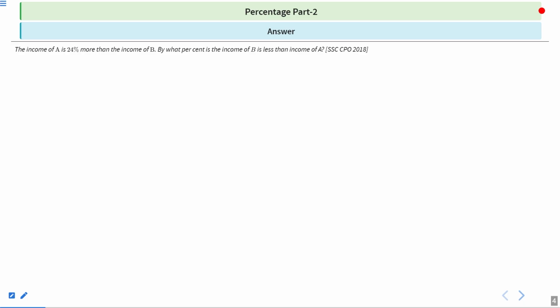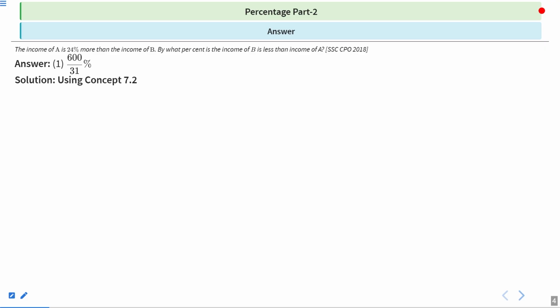So the question says that the income of A is 24% more than the income of B. So if we let the income of B be 100, then the income of A is 124. Now the question says, by what percent is the income of B less than the income of A? Now we can calculate the percentage decrease of B with respect to A. So the correct answer of this question is the first one, which is 600 upon 31%.